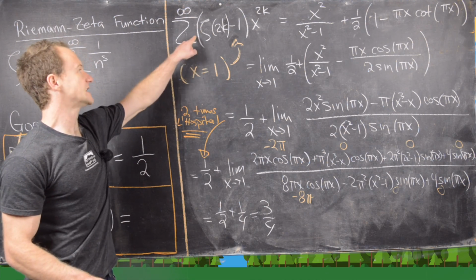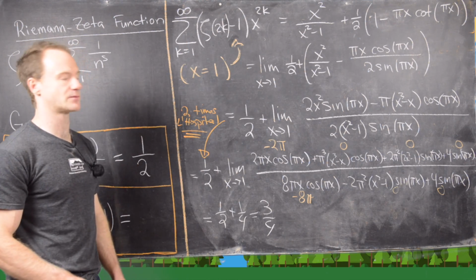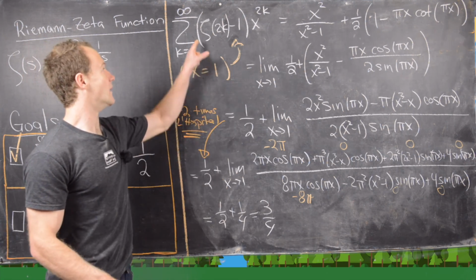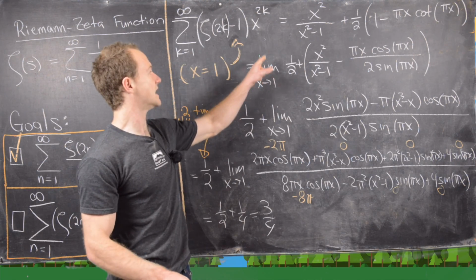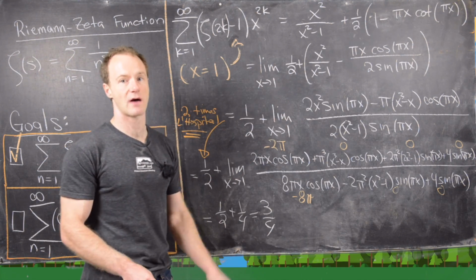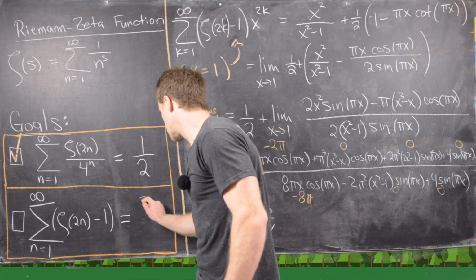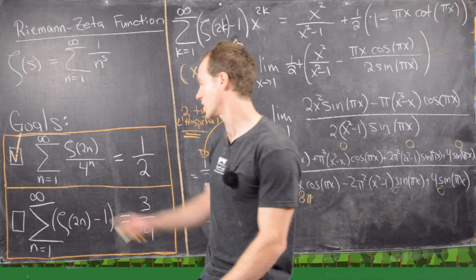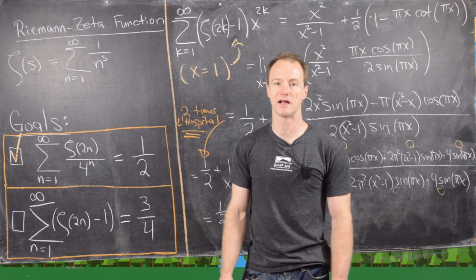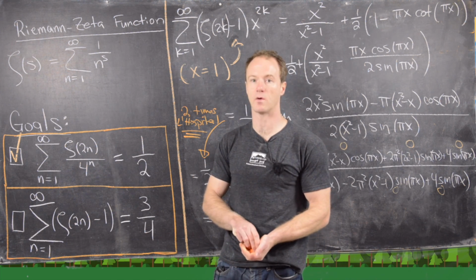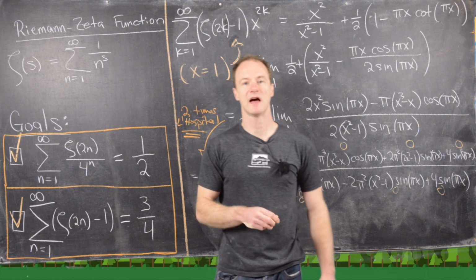So plugging in x equals 1 into the left-hand side, well, that's really like taking the limit as x approaches 1 of the left-hand side, gives us this left-hand side of this identity. And then plugging in x equals 1 to the right-hand side is problematic, but we can do it with a lengthy limit, and that gives us this nice identity here, which is that the sum of all of the even values of the Riemann zeta function minus 1 is 3/4. So now we've proven this identity. And that's the end of the video.